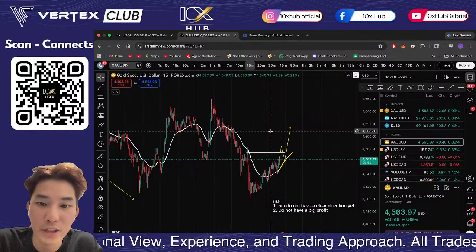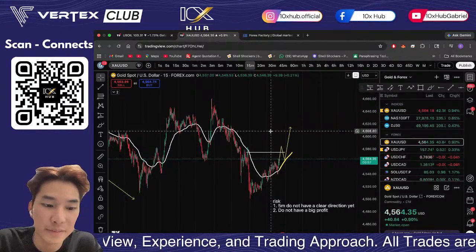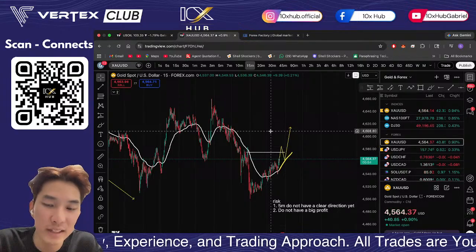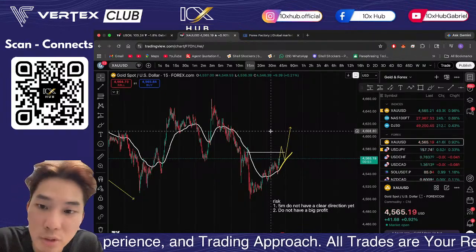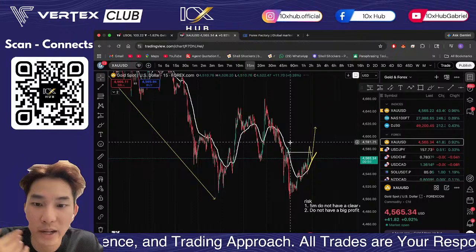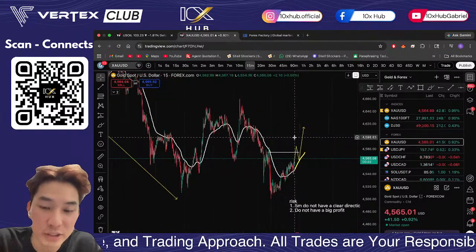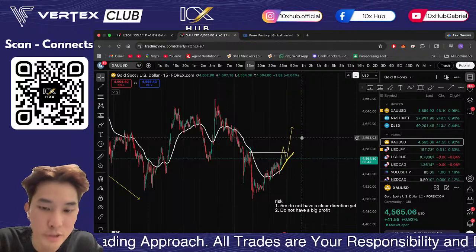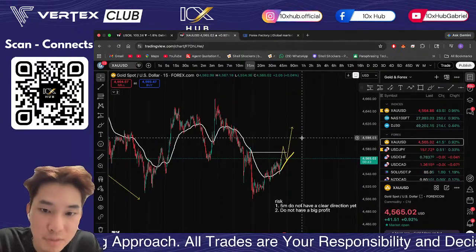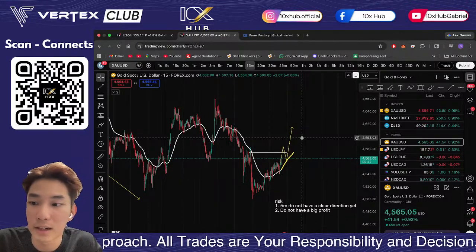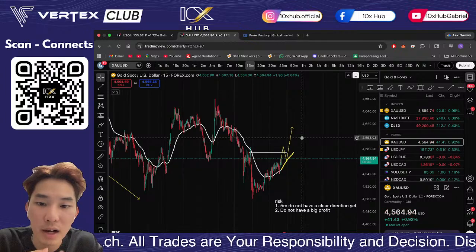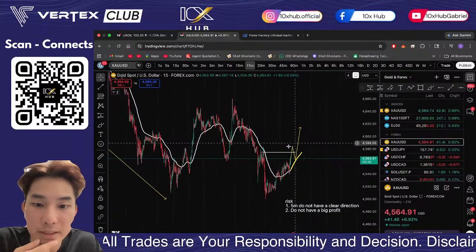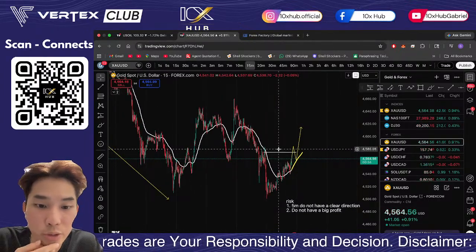Because in 10x hub, how do we trade? We actually hold at least 1 to 2 risk reward ratio. The reason is because we are actually catching a daily trend. Just now I did mention, we are a day trader, so we want to catch a daily trend. So that's why our trading method and our TP is actually more than 2 risk ratio.